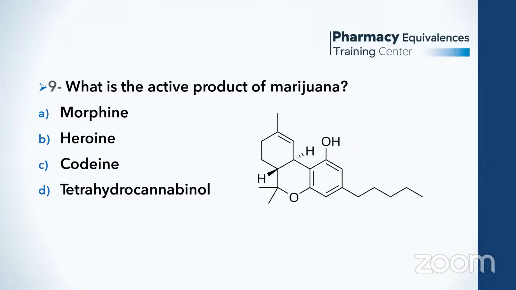The next question. What is the active product of marijuana? The active product of marijuana is tetrahydrocannabinol. This is the structure of tetrahydrocannabinol.